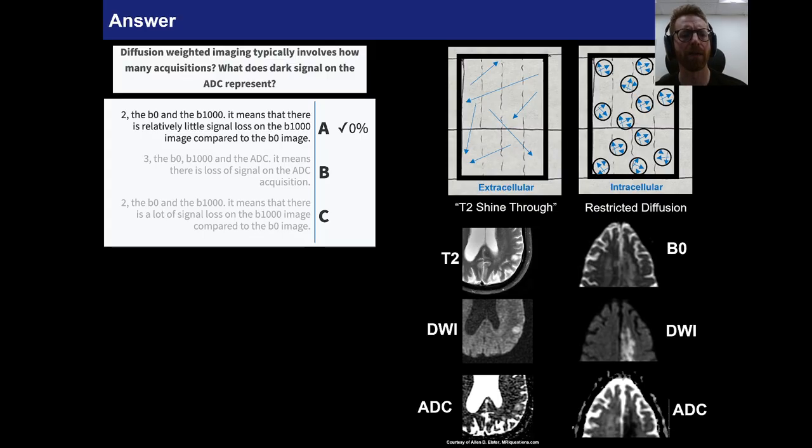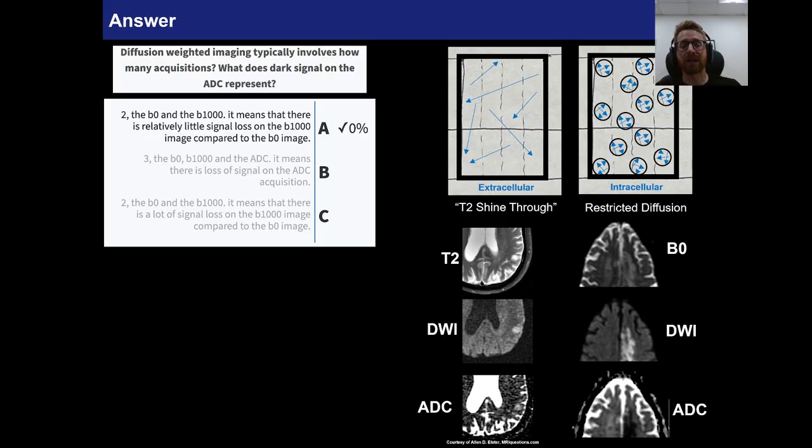What does dark signal on the ADC represent? We all know it represents restricted diffusion, but I want you to understand why. We know that because there's relatively little signal loss from B0 to B1000. So remember, the B1000, what are we doing? We're applying this bipolar gradient magnetic field. The first lobe is going to dephase the spins.